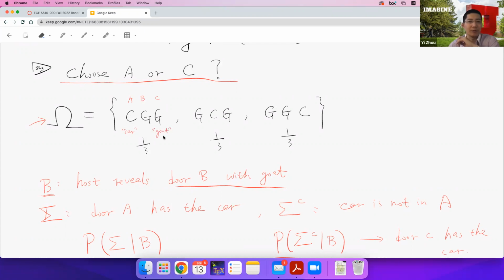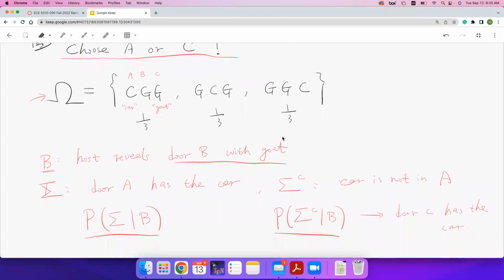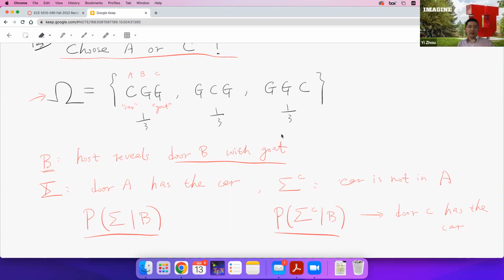I'm sorry for the confusion. And then this means that door B has the car, the car is behind door B, and this outcome means door C has the car. Okay, no problem. I knew intuitively what they might mean, but I was just confused how we got there. But now that makes sense. Okay, so these are the outcomes. And then this event B is revealed by the host. Host tells you that door B has the goat. So you will never choose that, and the only option you have is A and C.